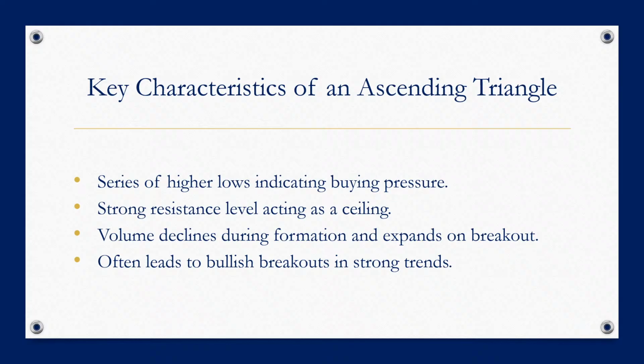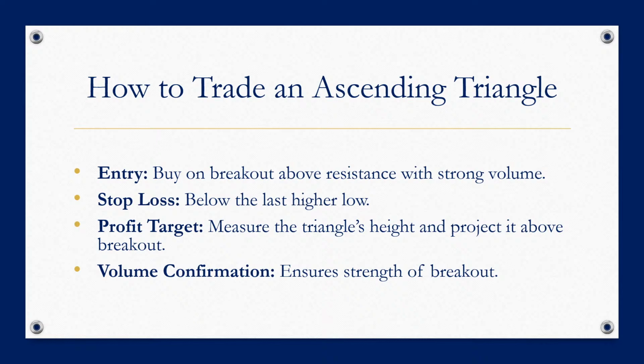It's called consolidation. So during consolidation patterns, this can be triangles, this can be flags, this could be pennants, this could be head and shoulders patterns or inverted head and shoulders patterns. During periods of transition or consolidation, you generally want to see declining volume. And then when again the breakout happens, you want expanding volume. Okay, and again, ascending triangles often lead to bullish breakouts in strong trends.